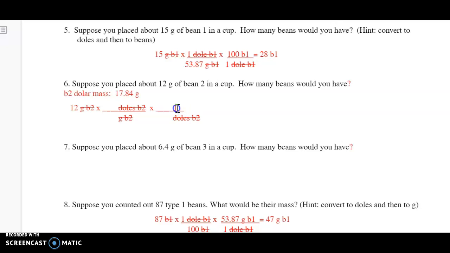All right, and then up here goes what I'm trying to get, and it says beans. So that's just the number of beans. So I'm just going to write bean 2, and we'll underline that. All right, so that's essentially my setup. Now I can think about the numbers.